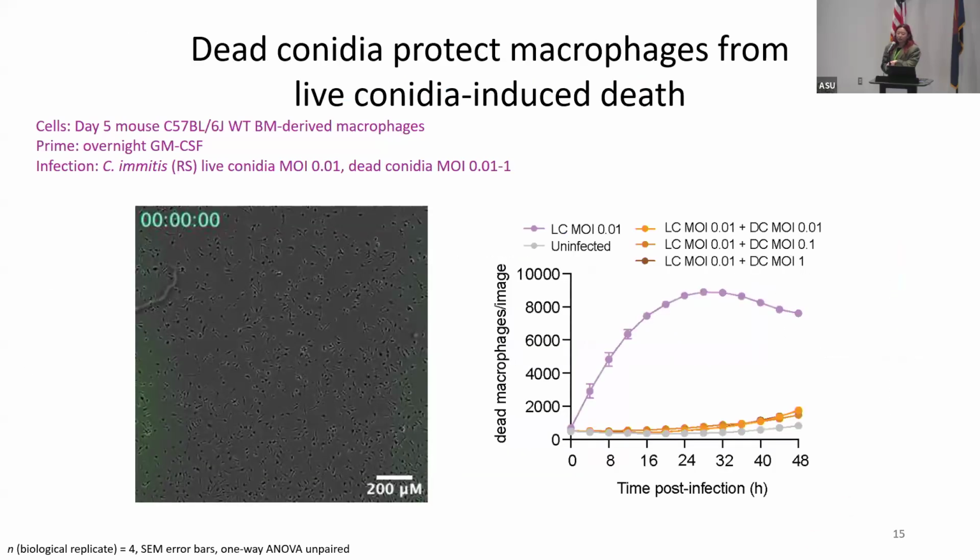So with the combination of live and dead conidia, we were able to generate large spherules up to 100 microns. Oh, it won't play. Please come to me if you want to see movies. And simultaneously, we noticed that the addition of the dead conidia also reduced death induced by live conidia.